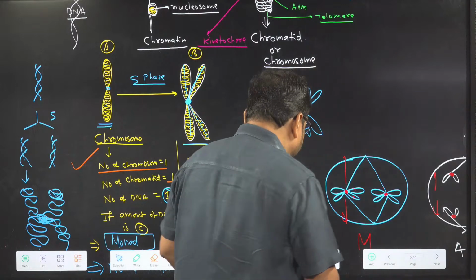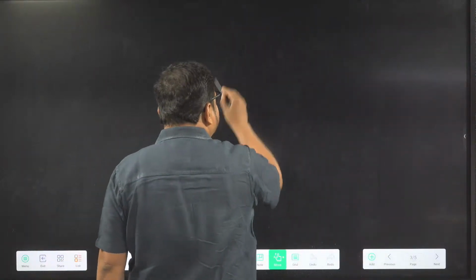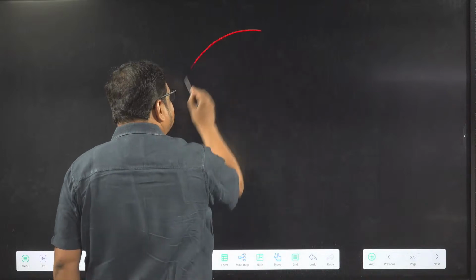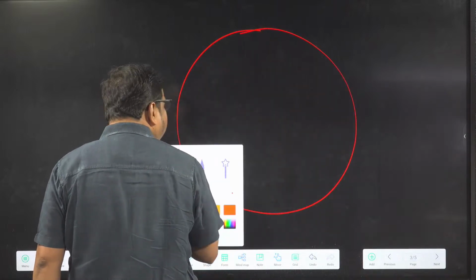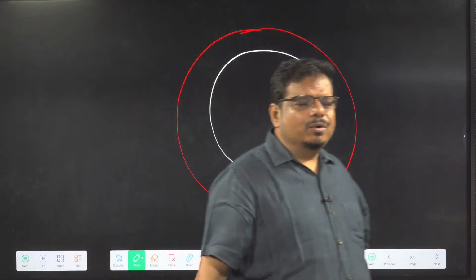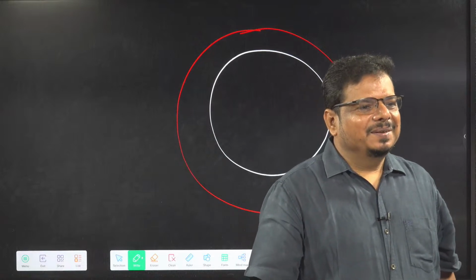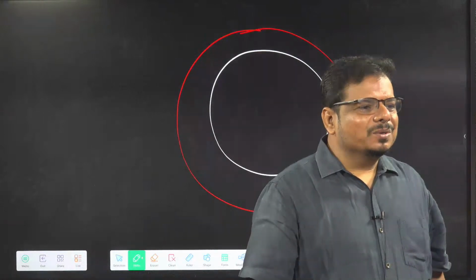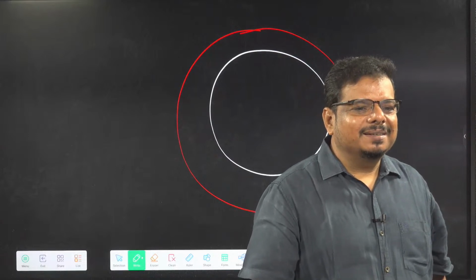Now I asked a question: in a human being, how many chromatin are there? Look here. This is a human cell, and this is the human nucleus. I ask, in a human diploid cell, how many chromosomes are there? What is the answer?